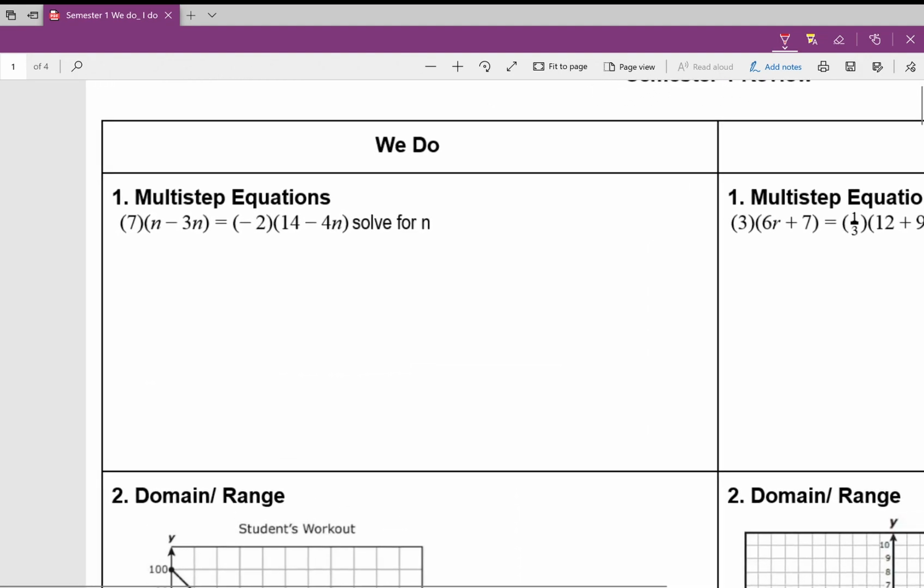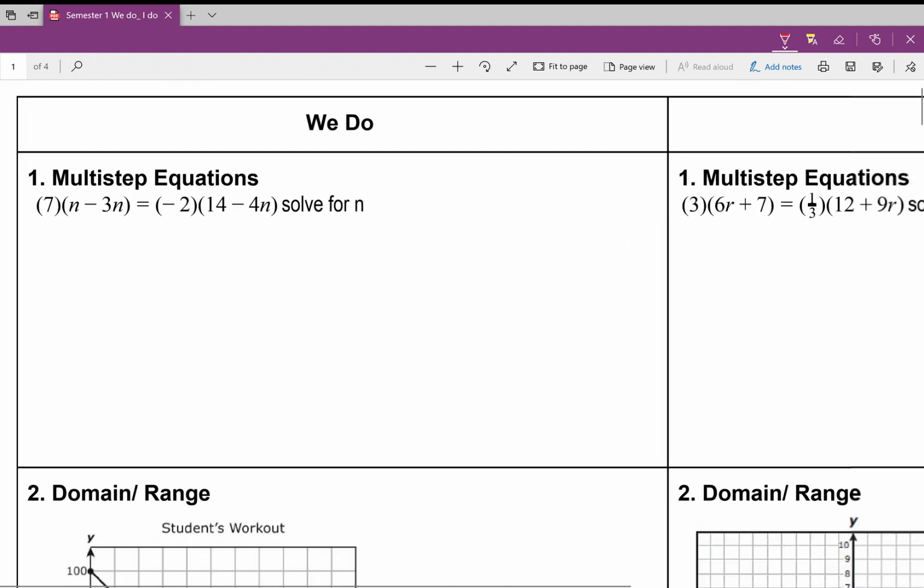Number 1 says multi-step equations. So it says 7 times n minus 3n equals negative 2 times 14 minus 4n. Solve for n. Okay, remember there was two ways we learned how to do this. First, we learned how to solve it by hand, and then we learned how to check it using our calculator. So let's go ahead and solve this by hand.